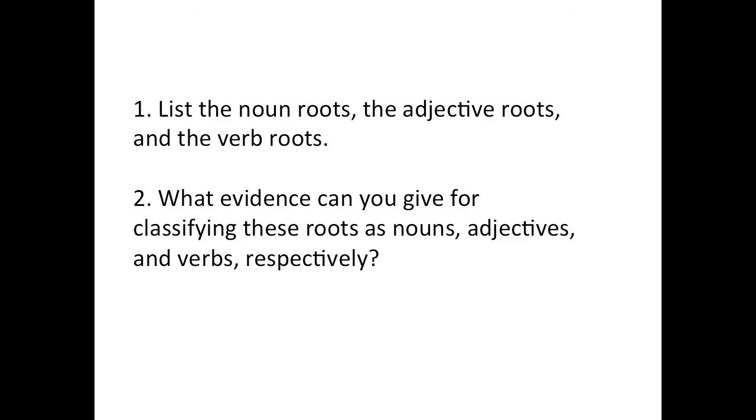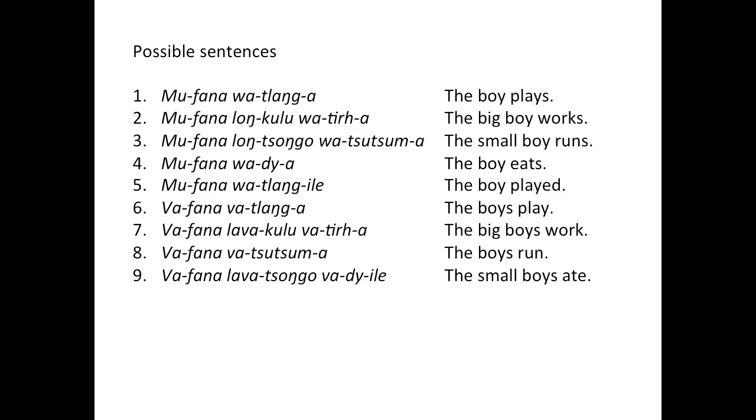The problem asks you to do two things. List the noun roots, the adjective roots, and the verb roots. And what evidence can you give for classifying these roots as nouns, adjectives, and verbs, respectively? Our best first step in the analysis, when we are given a data set like this, is to look over the English translations very generally, to get an idea of what sort of information is included in the data set. We already know that we're being asked to list nouns, adjectives, and verbs. So obviously we're going to expect to find those in the data.